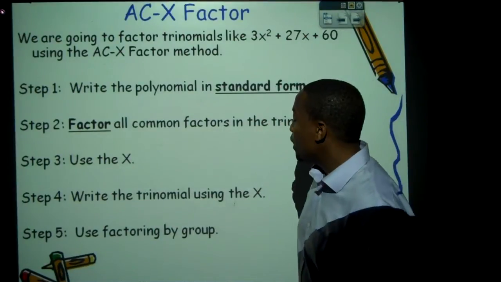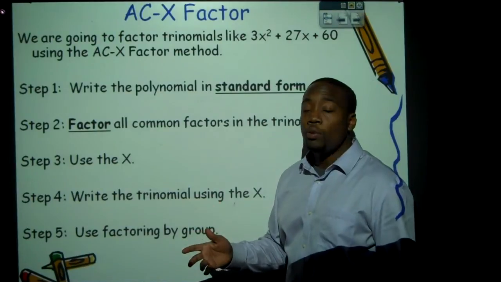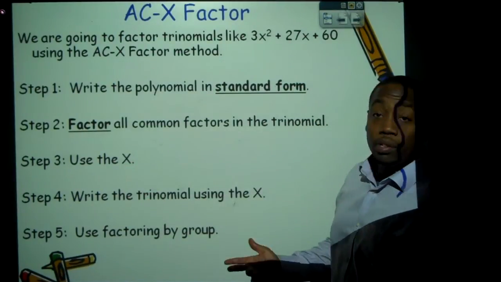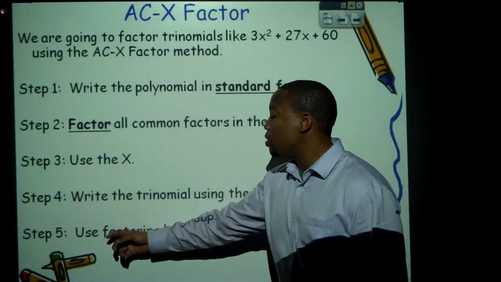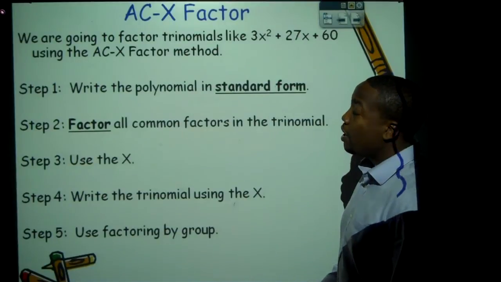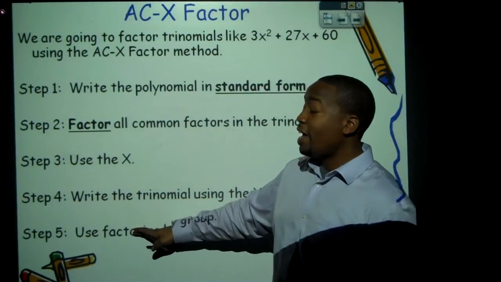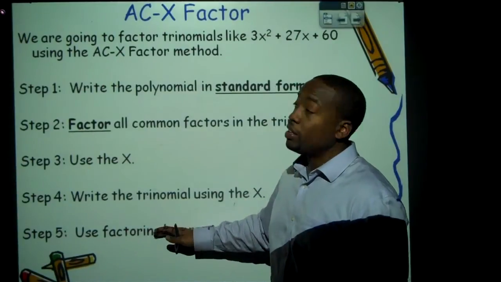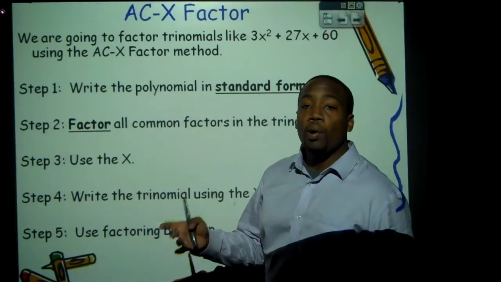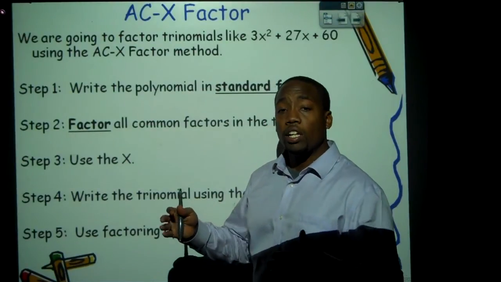Use the x. Now we're going to write the trinomial using the x. So we rewrite the trinomial with the help of step 3, and then when we're done with that, we're going to go into using factoring by grouping. All right? Now, if you understand factoring by grouping, you basically have the majority of it right. The x part is kind of simple. You just have to understand where you want to put your product, where you want to put your sum. And I'll show you an example later.